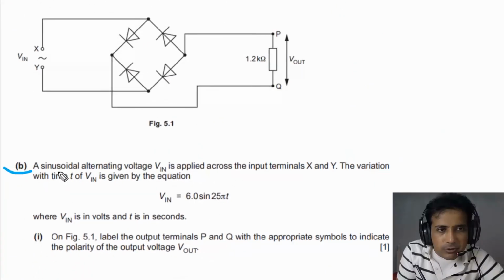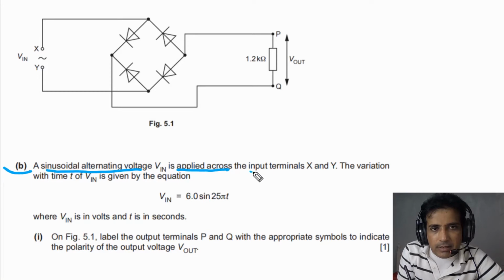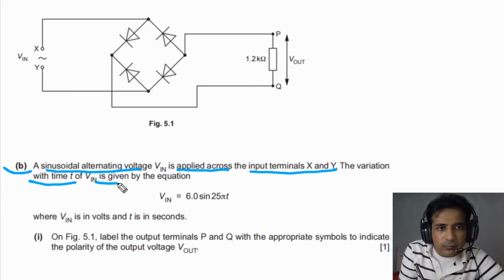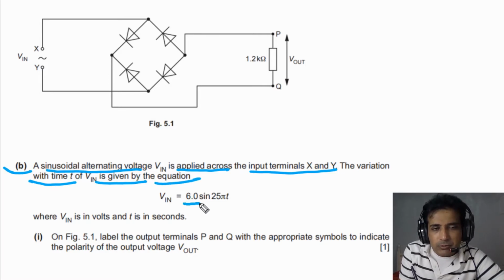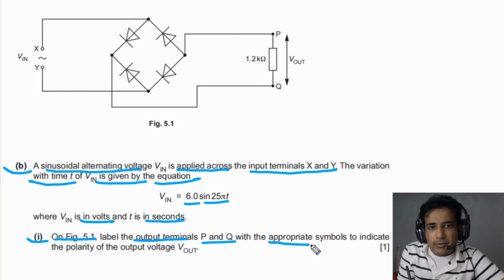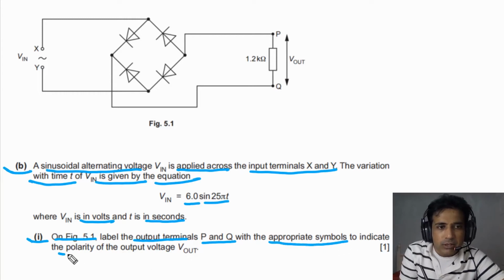For part B, it is given to us a sinusoidal alternating voltage Vin is applied across the input terminals X and Y. The variation with time t of Vin is given by the equation Vin is equal to 6.0 sine of 25 pi t, where Vin is in volts and time is in seconds. For part B1 on figure 5.1, we need to label the output terminals P and Q with the appropriate symbols to indicate the polarity of the output voltage.